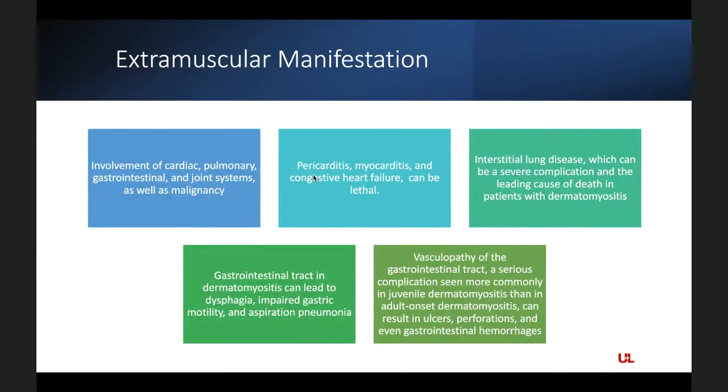Moving ahead, dermatomyositis can also affect other systems other than muscles and skin. You can have cardiac, pulmonary, GI involvement, can have pericarditis, myocarditis. Interstitial lung disease can be a very serious complication, and it can be a cause of death in patients with dermatomyositis. At the same time, you can also have GI tract involvement and vasculopathy, causing ulcers, perforations, and GI hemorrhages. So dermatomyositis as an entity can affect multiple systems.